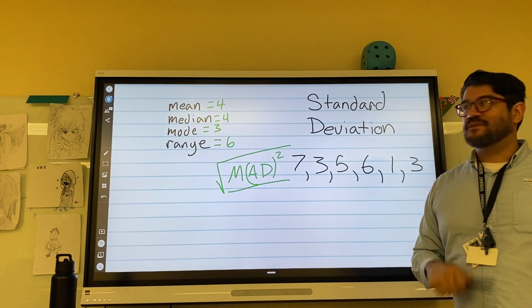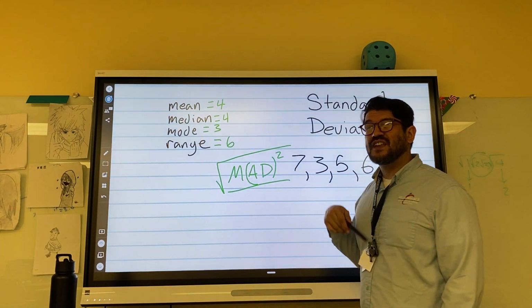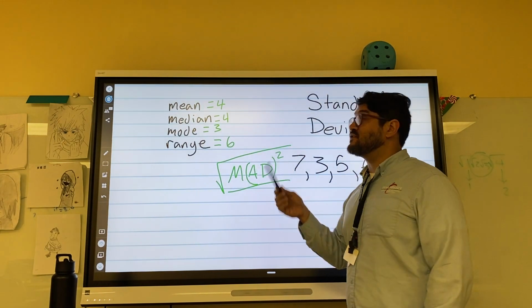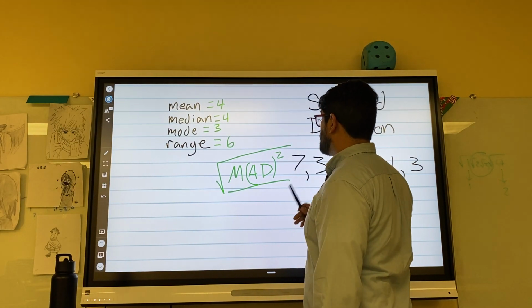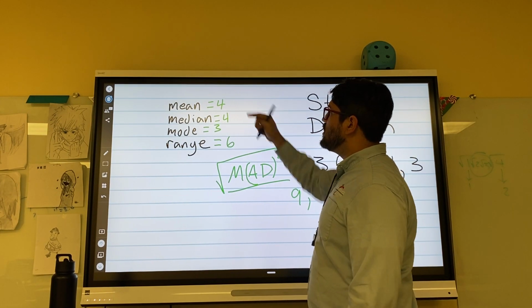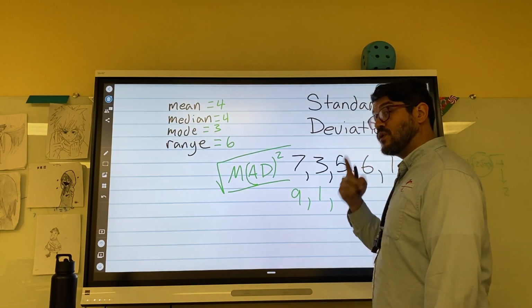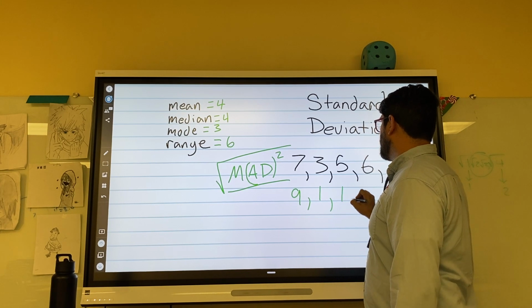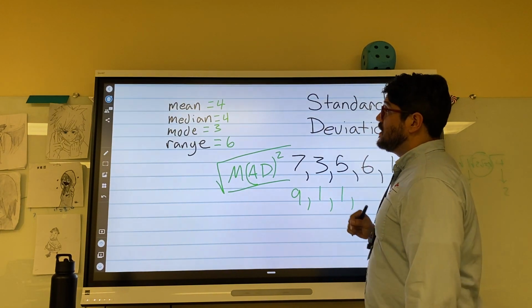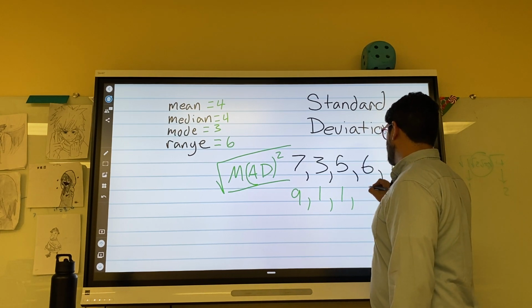So first, let's find the absolute deviations and square them. How far is everything from 4, and then square it? How far is 7 from 4? 3. Square it, you get 9. How far is 3 away from 4? 1. Square it, you get 1. How far is 5 away from 4? 1. Square it, you get 1. How far is 6 away from 4? 2. Square it, you get 4.